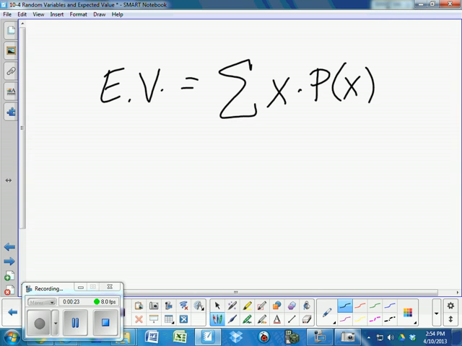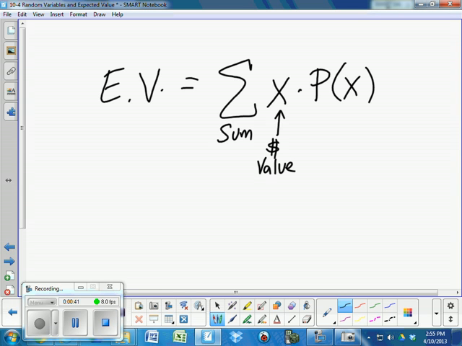Now, that's not much of a formula. There's not much to it. But let's break it down into its little parts. What does the Greek sigma mean? Sum. X is the value. Usually it's a dollar amount, but it might be a point value.